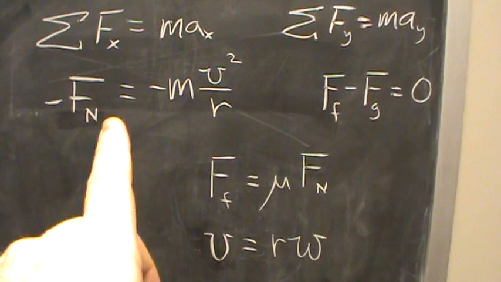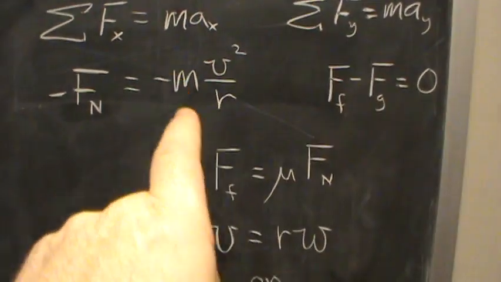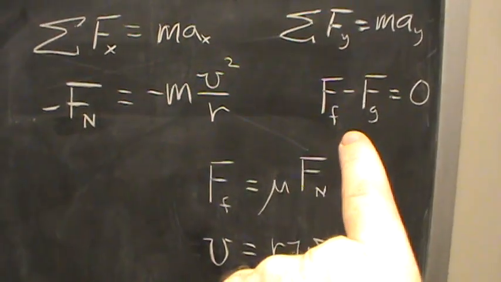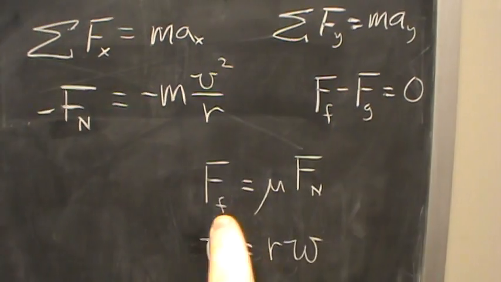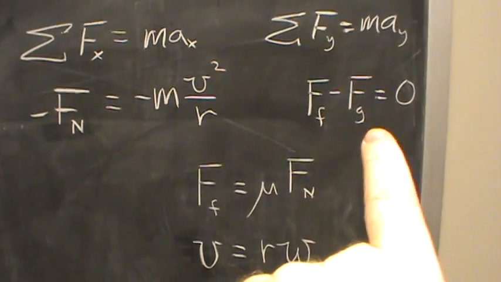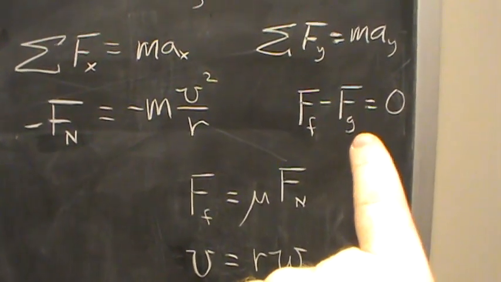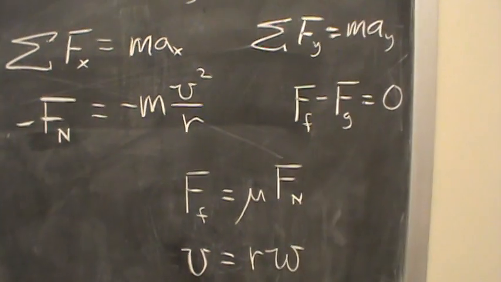Then what you can do is solve for Fn in terms of these variables and put it over here. Solve for the frictional force and put it over here. You find that it's equal to the force of gravity, which is just mg. And so it looks like the m's will cancel out.